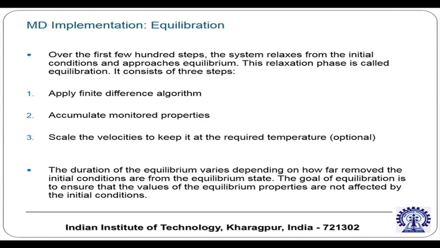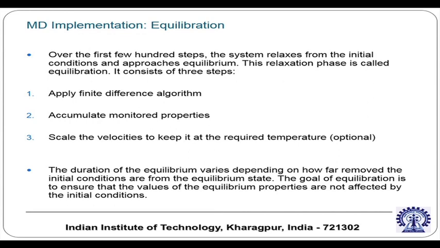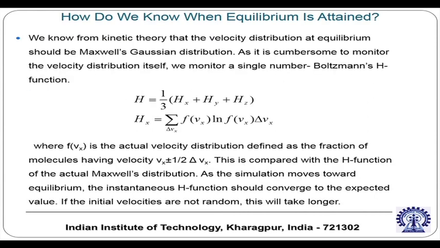So if you are simulating an isothermal system, the duration of the equilibration varies depending on how far removed the initial conditions are from the equilibrium state. Ideally your initial configuration should correspond to an equilibrium state. If your initial choice is far from equilibrium, then several steps will be required for equilibration. How do we know when equilibrium is attained? This is a very important issue.